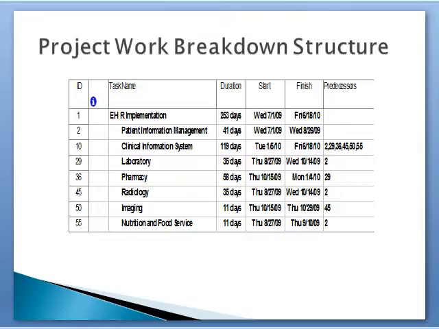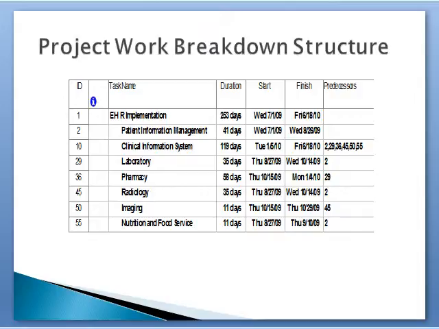In this project, we were asked to plan implementation of an electronic health record in an organization using the work breakdown task described here. In the following task, training on a system can only be done if the system has been configured. As you can see, there are the main tasks included in the project with their respective expected days of completion. These tasks include patient information management, clinical information system, laboratory, pharmacy, radiology, imaging, and nutrition and food service.